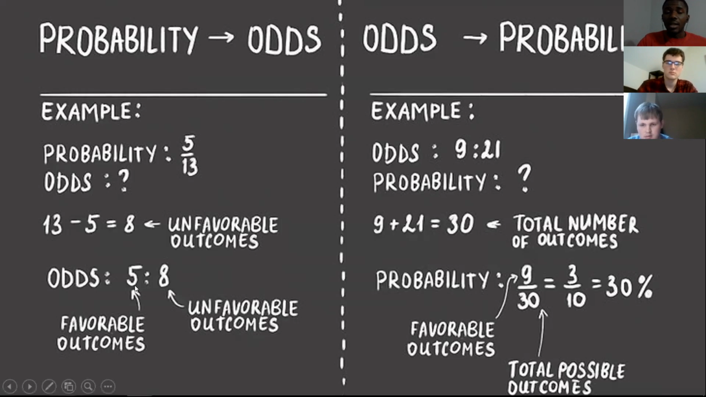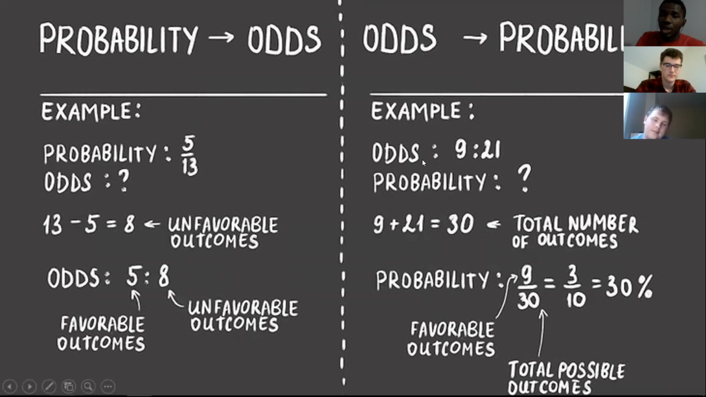Now, if you want to do the odds, you have the 5, you rolled the 1 five times. And then to get to 13, you have to add 8. 8 is what's left over, or the unfavorable outcome. So 5 times I got the 1, and then 8 is how many times I did not get what I wanted.